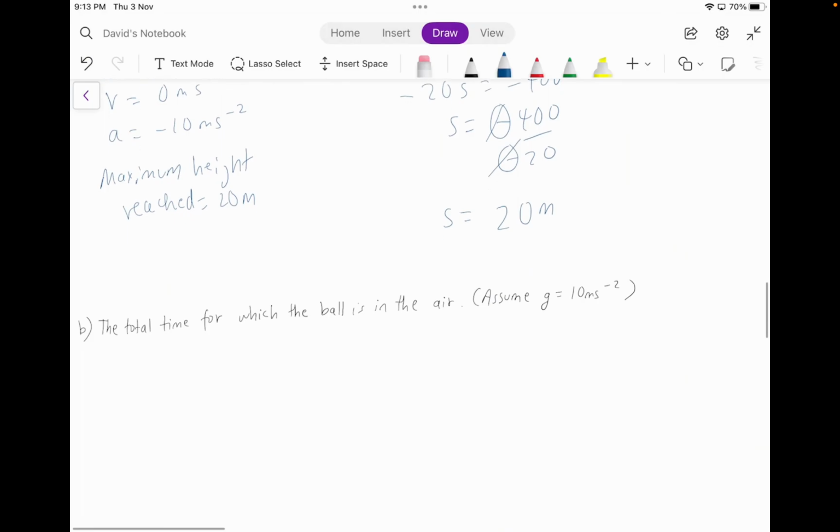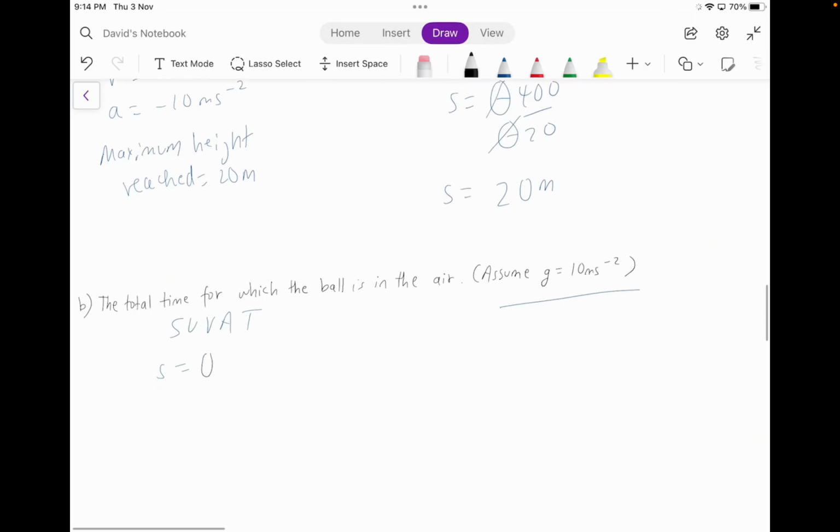Now the second part of this question is the total time for which the ball is in the air, where we have to assume that g, acceleration due to gravity, is 10 meters per second squared. We have to find out the total time the ball was in the air, so we're going to write the word SUVAT here. We know that s is equivalent to 0, actually not 20. The reason is that the ball is back on the ground, so that's why we're going to take it as 0.